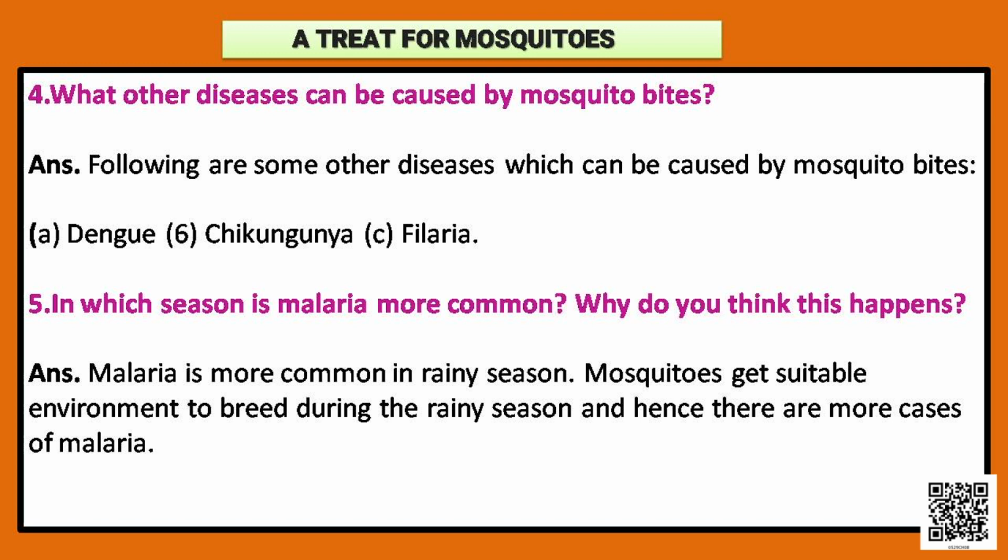Malaria is more common in rainy season, isn't it students? Yes. So malaria is more common in rainy season and that is because the mosquitoes get suitable environment to breed during the rainy season and hence there are more cases of malaria. Okay. Now let us move to the next question.